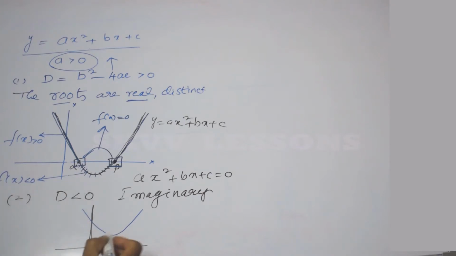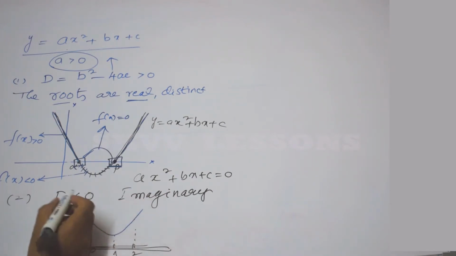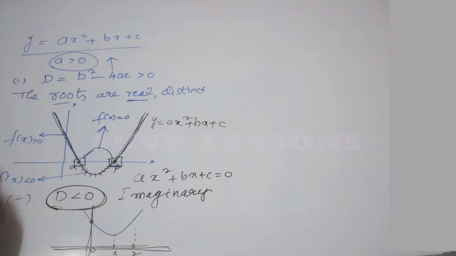So therefore function values are always positive, meaning at every point the function value is positive. Because if I take 0, the function value here is positive. If I take 1, for example, the function value is positive. At 2, the function value is positive. So for every real number, f of x is always positive. Therefore, whenever D is negative, with the condition that A is positive, function values are always positive. Therefore, f of x is positive for all x belonging to R.